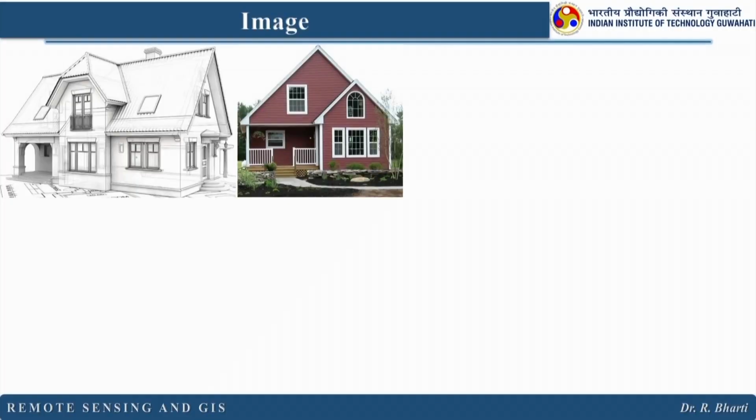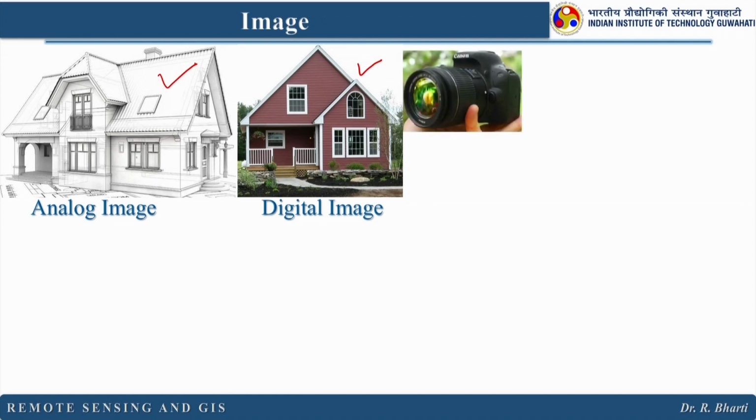So here there are two images. The left hand side image, which is this one, this is an analog image, whereas the right hand side is a digital image. Analog images can be produced using a paper, pen or color pencil, whereas digital images can be captured using cameras. Nowadays this is very popular. Anybody is holding a DSLR or normal camera or even a mobile phone through which you can easily capture an object.